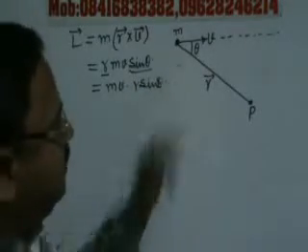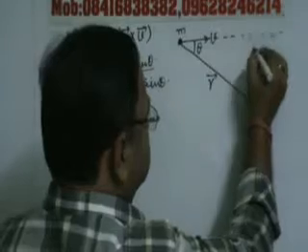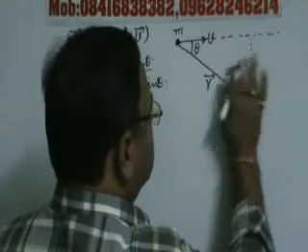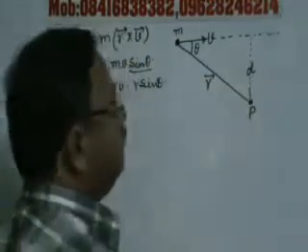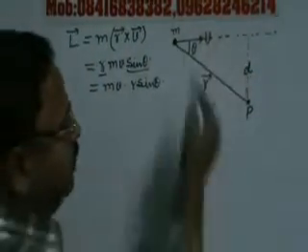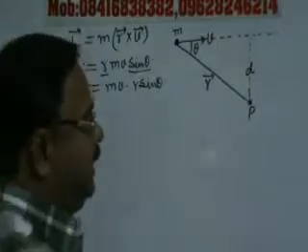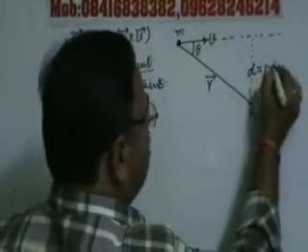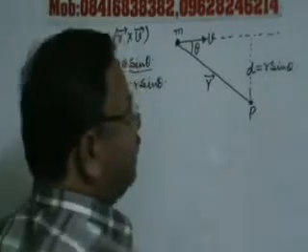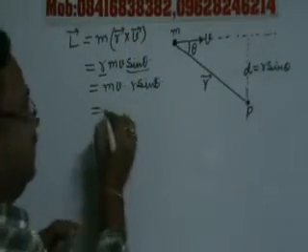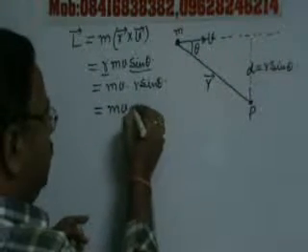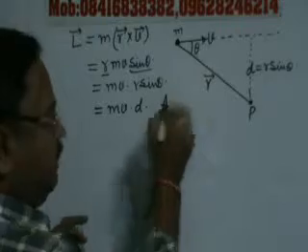And what is r sin theta? Suppose let this perpendicular distance is d. This d is this perpendicular distance from line of action of velocity to the point P. So what is r sin theta? देखिए, this d will be equal to r sin theta, and so we can say that angular momentum will be equal to mv into d, right? So this will be the answer.